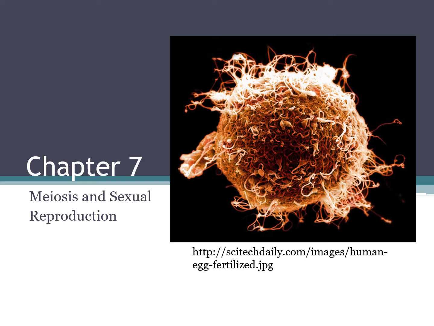So this is chapter 7, meiosis and sexual reproduction. The image that you see in the first slide is actually what a fertilized egg can look like. You have the egg in the middle and then the sperm around it.